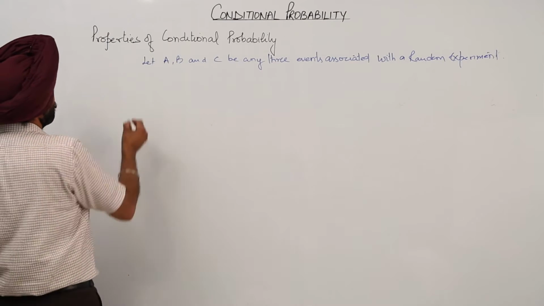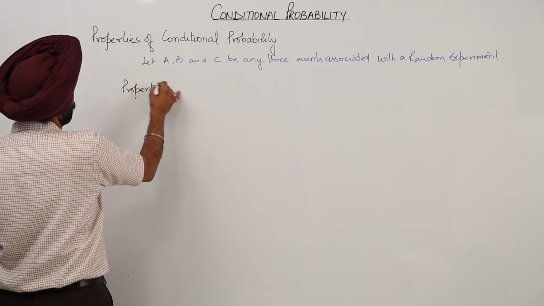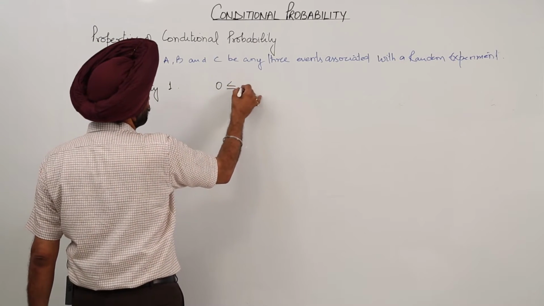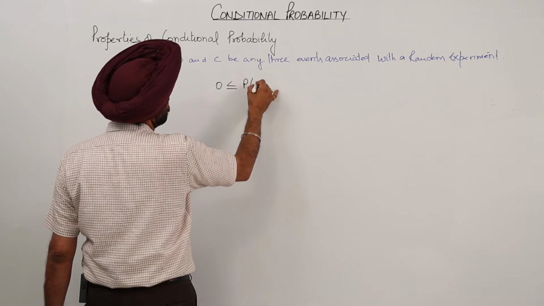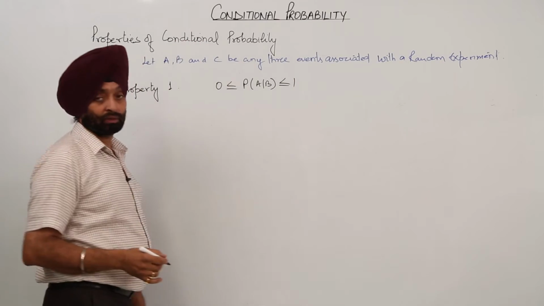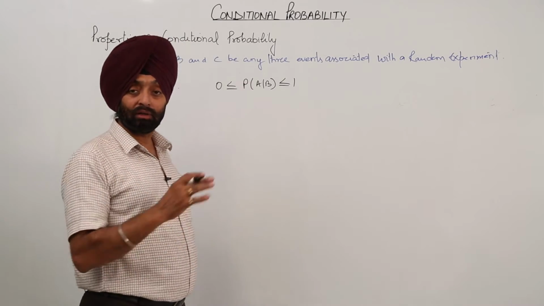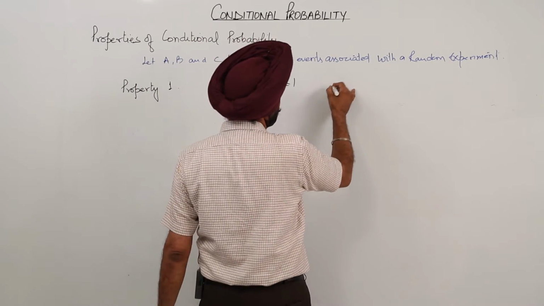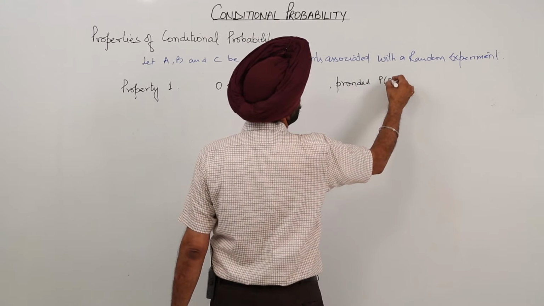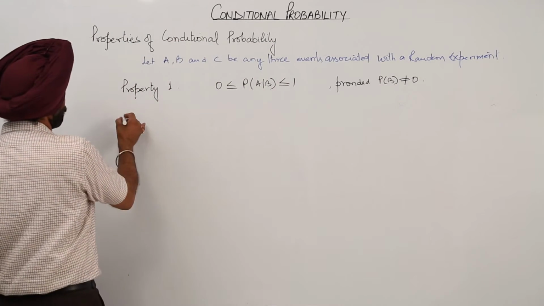Now property number 1, property 1, what property 1 says? Property 1 says that 0 is less than or equal to probability for A oblique B is less than or equal to 1. So always we will be having probability for A oblique B either 1 or less than 1 up to 0, provided probability of B is not equal to 0. First thing.